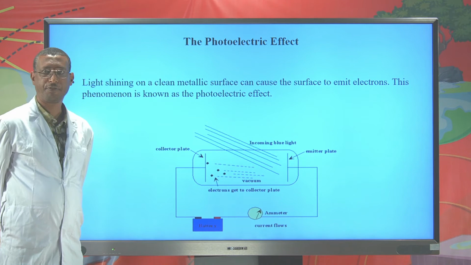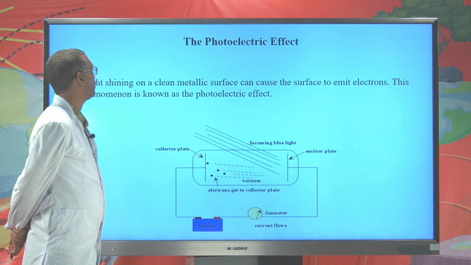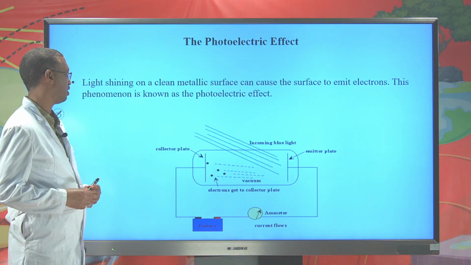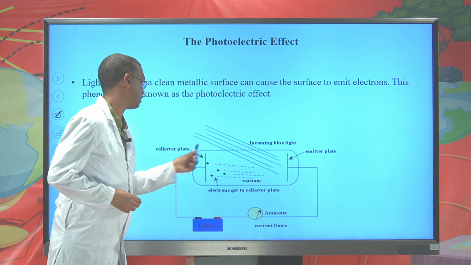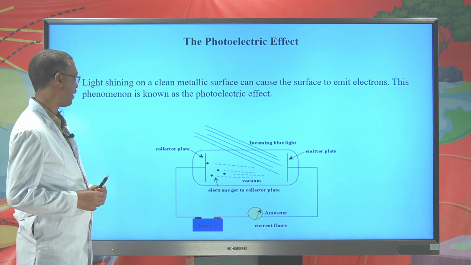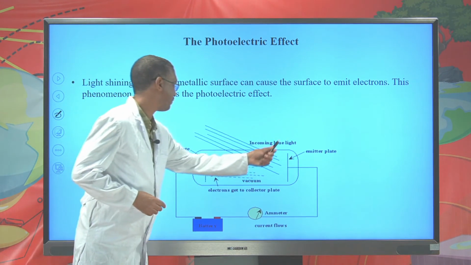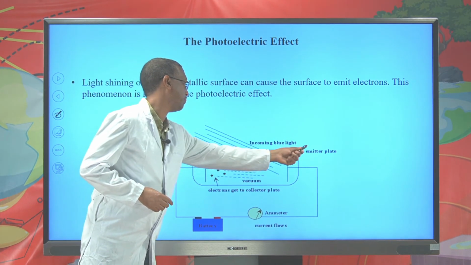The photoelectric effect. So the photoelectric effect is when a light shining on a clean metallic surface can cause the surface to emit electrons. This phenomenon is known as the photoelectric effect. So this experiment was done by Albert Einstein. So here we have a phototube. This is a phototube. And here we have a light, incoming light. Here we have a metal surface, that is the emitter plate.